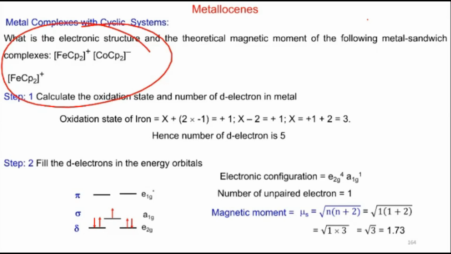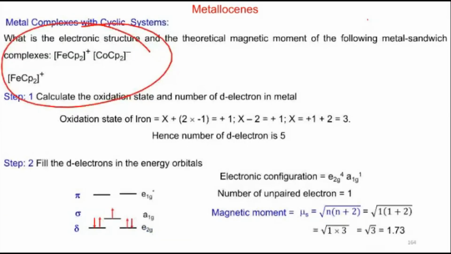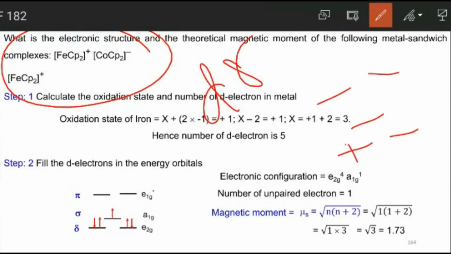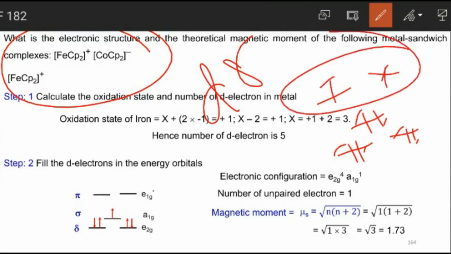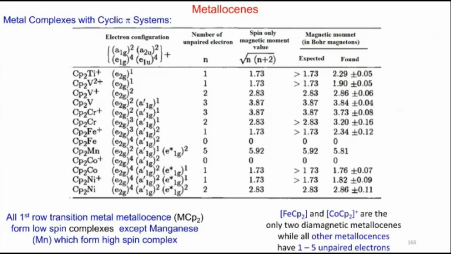Similarly for CoCp2 minus, the cobalt is in the -1 oxidation state, therefore it is a d8 system. How do you fill d8? You fill it like this: 1 2 3 4 5 6 7 8. There are two unpaired electrons present, therefore you take the square root of n into n plus 2 and you will get the value. We can find it that way. This is the overall list if you want it.